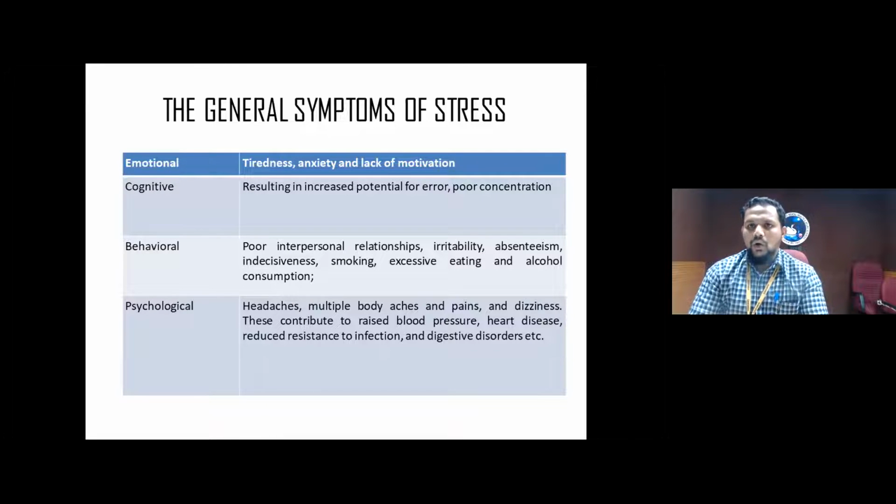The second thing is cognitive. That means chinta, or sindana in Tamil. Cognitively, you'll end up increasing the mistakes you commit in your day-to-day work, and having poor concentration. These are the cognitive outcomes of stress. And the third is physical, where people may have headache, bodily aches and pains, dizziness, and this may contribute to cardiovascular disturbances, such as blood pressure changes and tachycardia.